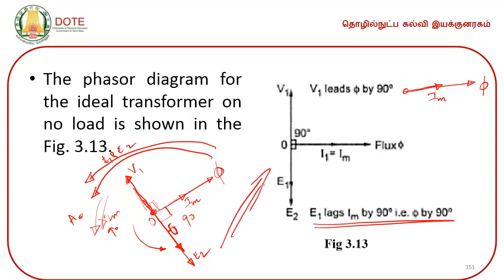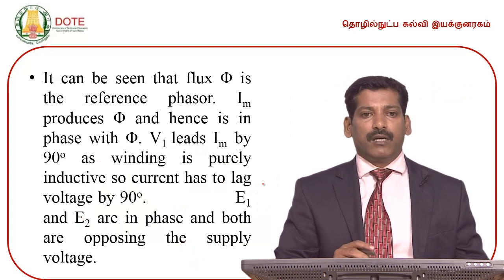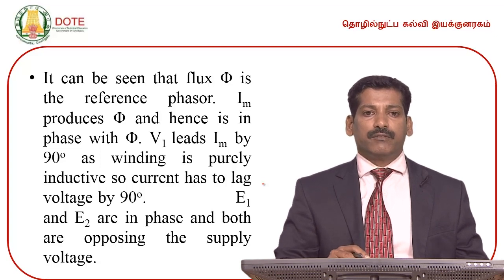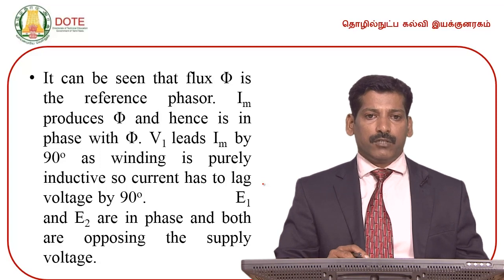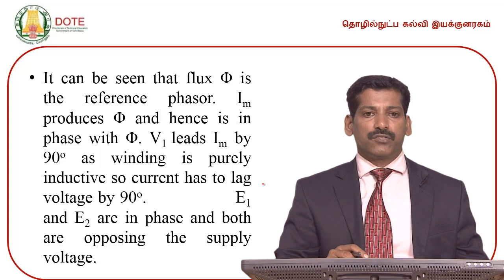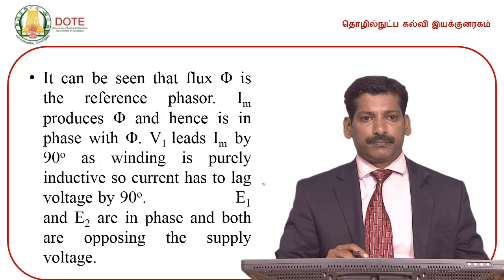phasor diagram. It can be seen that the flux phi is the reference phasor, I m produces phi and hence is in phase with phi. V 1 leads I m by 90 degrees, as the winding is purely inductive. So, the current has to lag the voltage by 90 degrees. E 1 and E 2 are in phase and both are opposing the supply voltage.